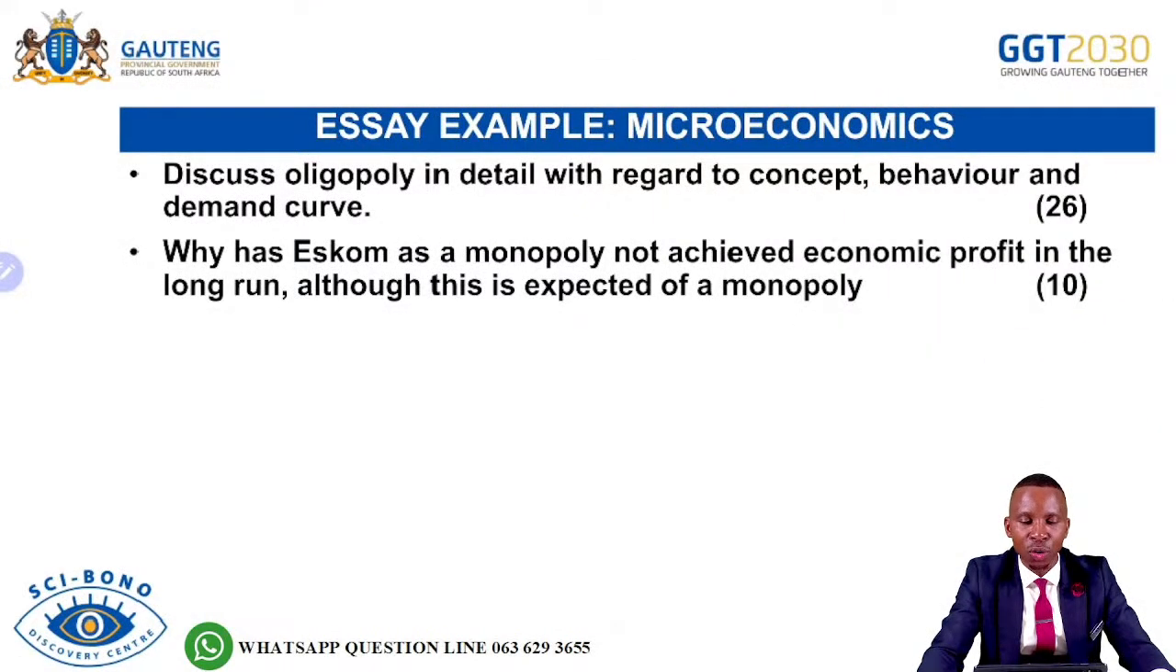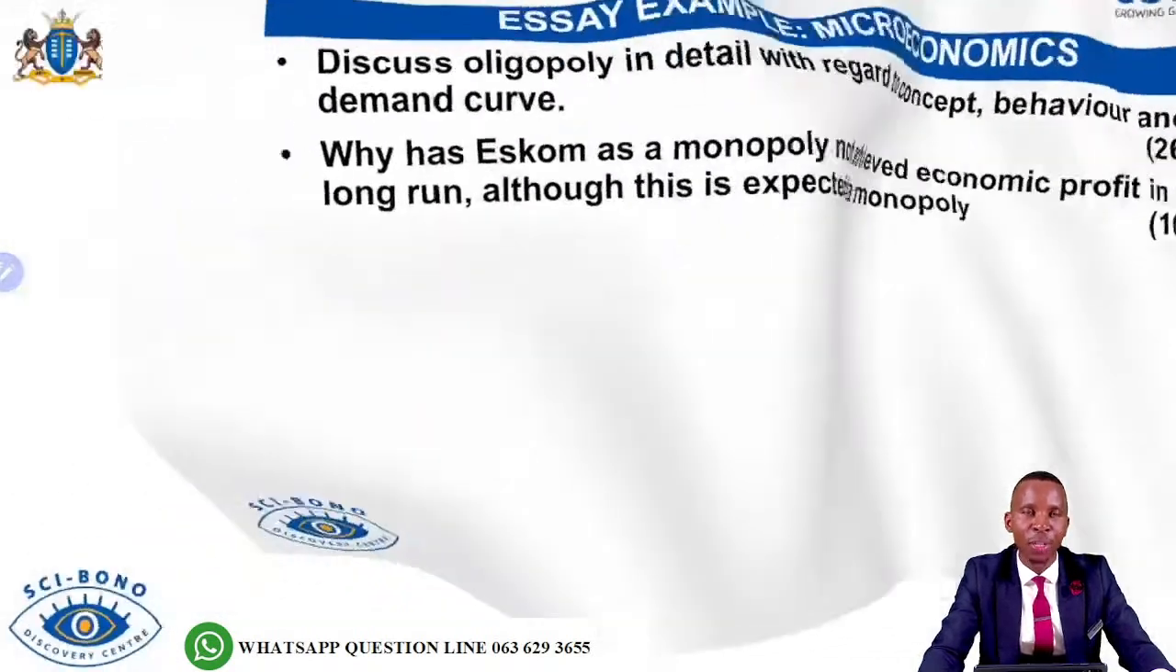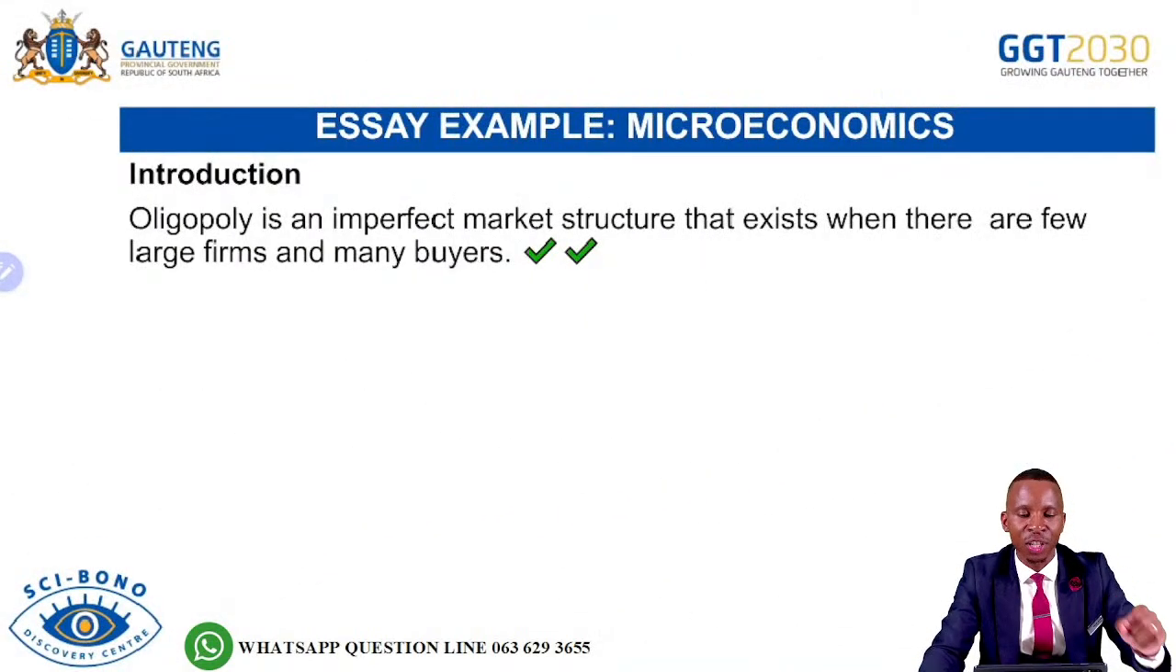Essay example: discuss oligopoly in detail with regard to concept, behavior, and demand curve. Additional part: why has Eskom as monopoly not achieved economic profit in the long run, although this is expected of a monopoly? 10 marks. Then let's go in. I will simply show you an example. I won't be dwelling much on the essay.